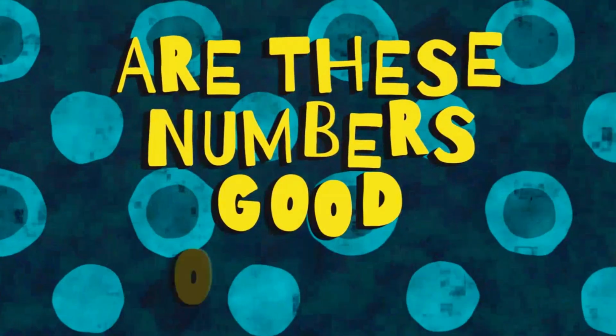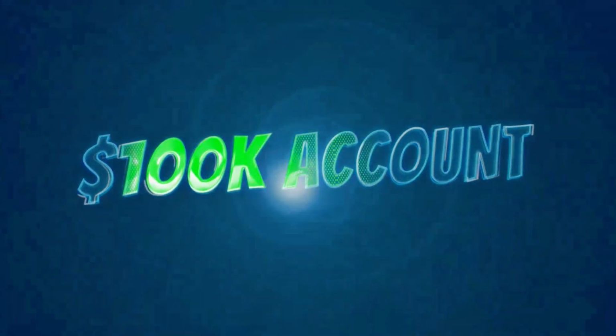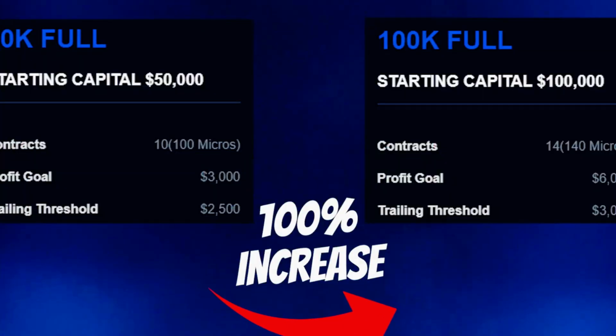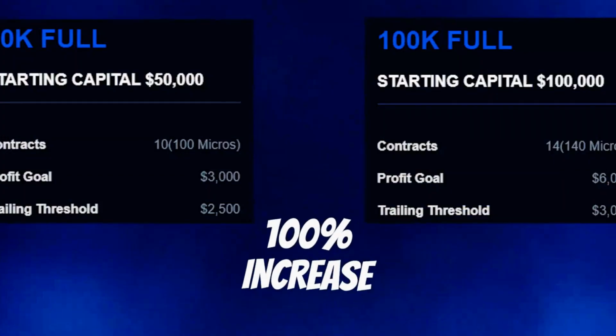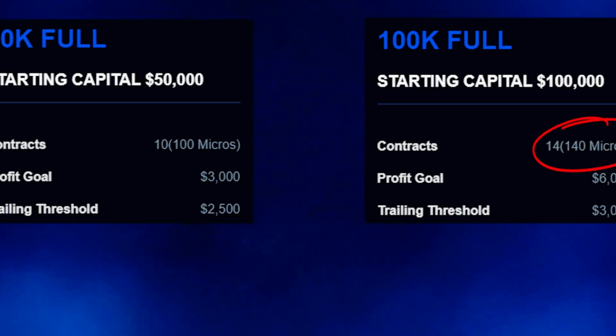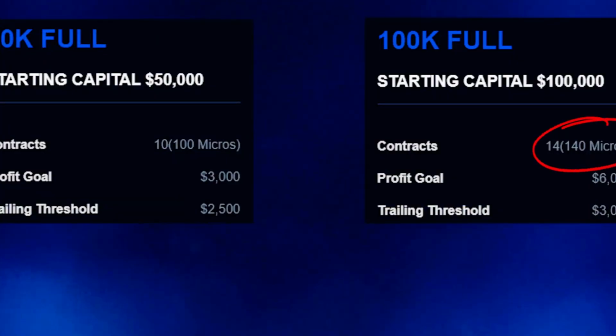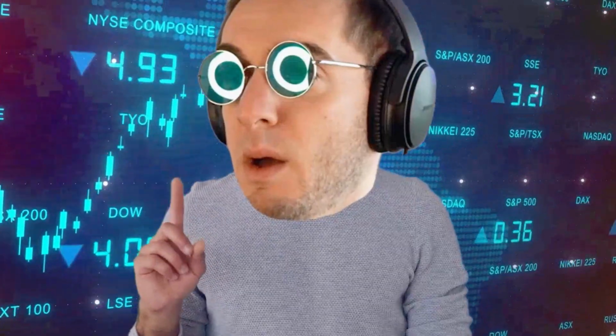Now, as for the question, are these numbers good or bad? Well, we don't know. Good or bad relative to what? For our first comparison, let's double up and use the 100K account. Obviously, it is a 100% increase to go from 50,000 to 100,000. As you can see, on the 100K account, you're only allowed to trade 14 contracts, which is a little bit of an issue because that's only a 40% increase to go from 10 to 14.